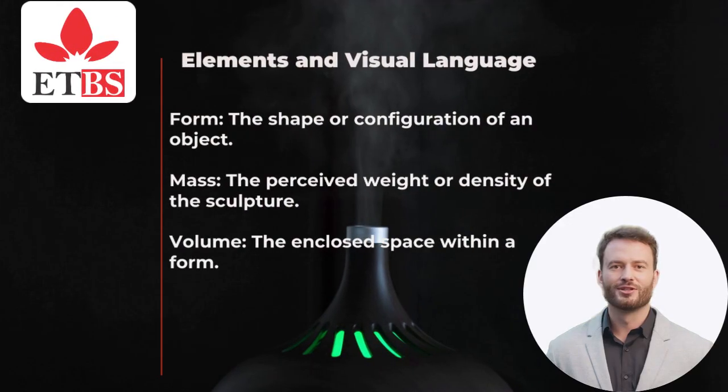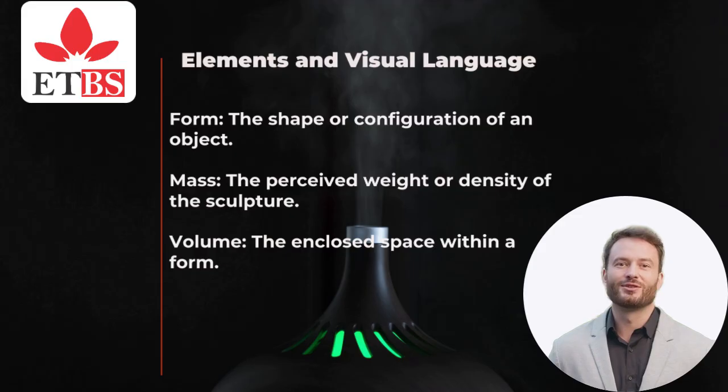Elements and visual language. Form: the shape or configuration of an object. Mass: the perceived weight or density of the sculpture. Volume: the enclosed space within a form. Texture: how the surface feels, smooth, rough, jagged, etc.